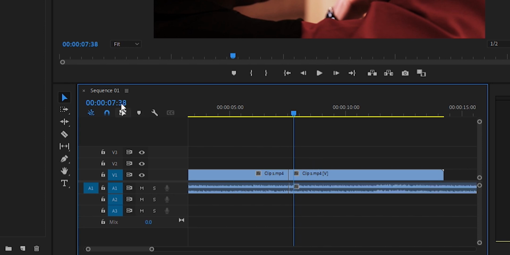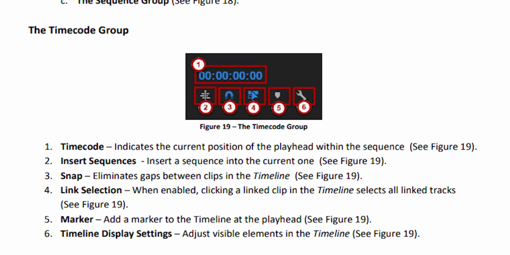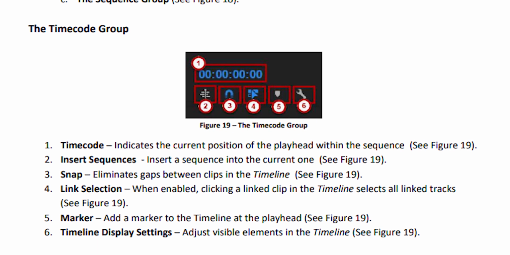When we go back and enable it, we can see that when we click the video clip, both the audio clip and video clip are selected together. So that is the function of the link selection. When the two clips are linked and you turn it on, clicking on one selects both. When you turn it off, clicking on one selects only one. That is the function.